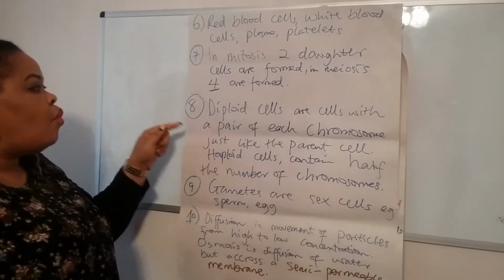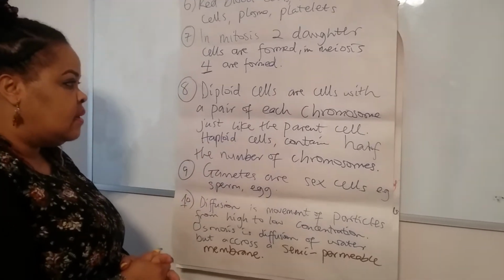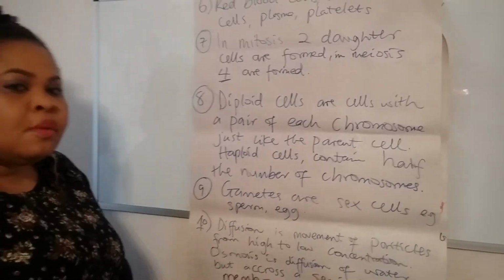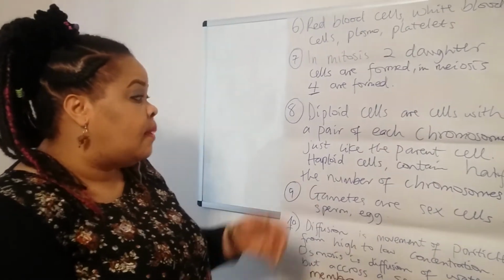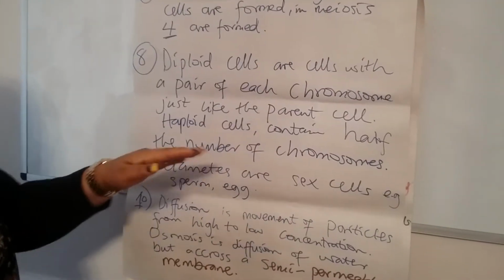And then the next question ties in with question 7. What are diploid cells? Diploid cells are cells with a pair of each chromosome. So in a human cell you have 23 pairs, a total of 46 chromosomes, just like the parent cell. Haploid means half. They contain half the number of chromosomes.